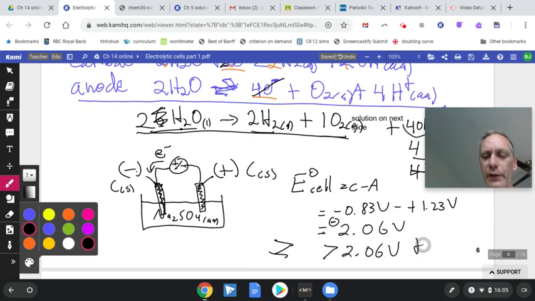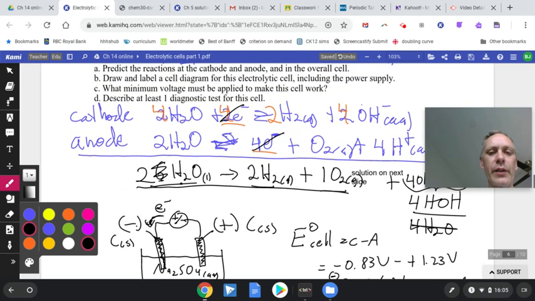So this thing needs at least, or we'll say greater than 2.06 volts to work. So if you want to split water into hydrogen and oxygen, you have to add at least 2.06 volts, or preferably more, 3, 4, 5 volts, in order to push those electrons towards the carbon cathode and split the water in the process.